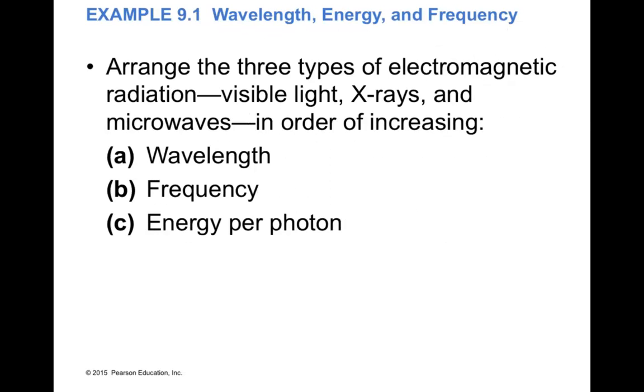So take 1 minute and arrange the three types of electromagnetic radiation: visible light, X-rays, and microwaves in order of increasing wavelength, frequency, and energy.